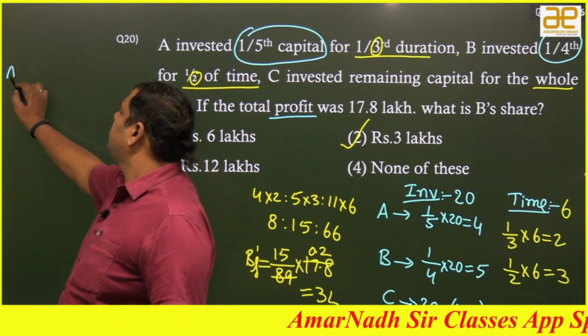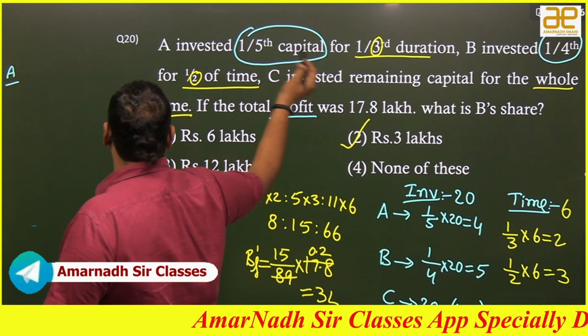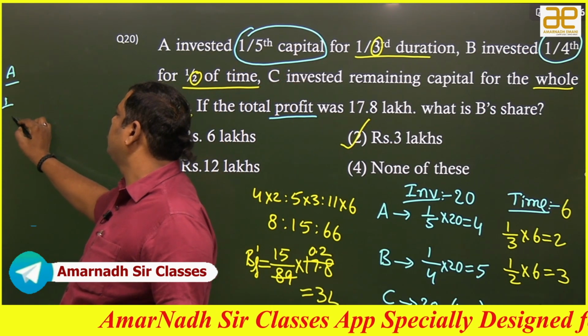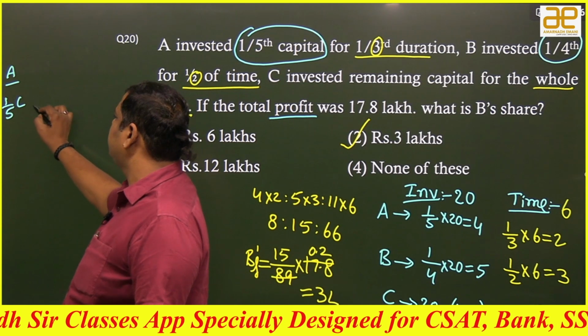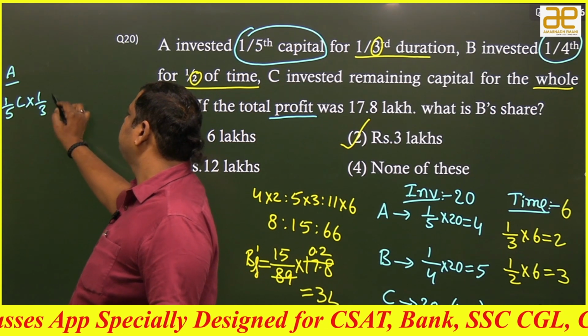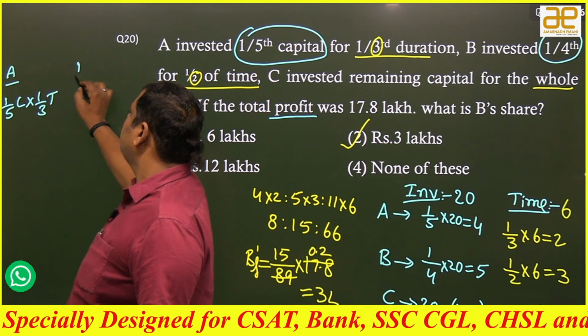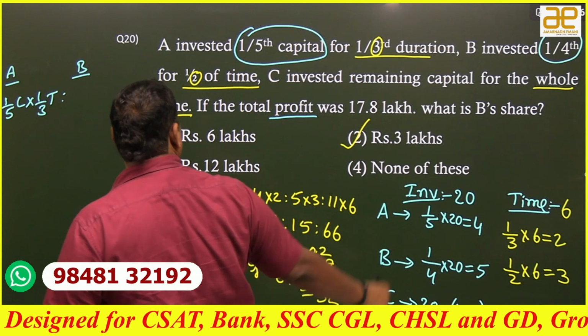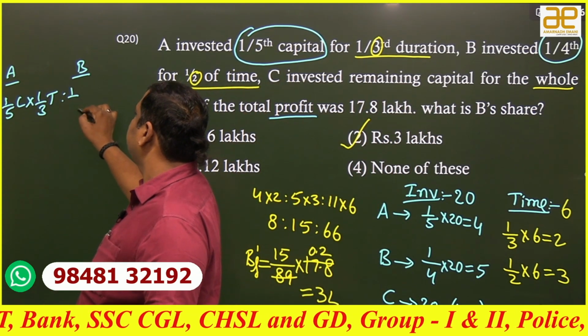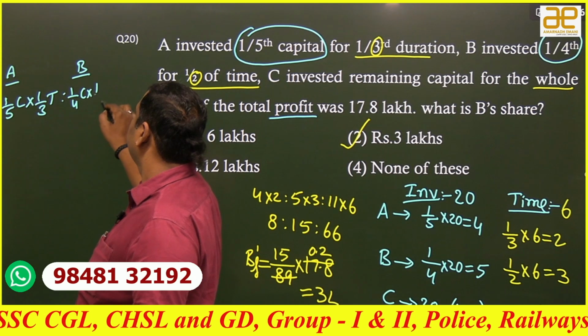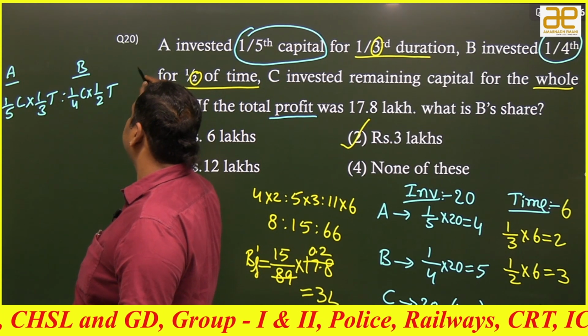So A's investment is 1/5 of the capital. So 1 by 5 into, let us take the total capital as C rupees. And the duration is 1/3 of the time. Coming to B, B invested 1/4 of the capital for half of the time. C invested the remaining capital.